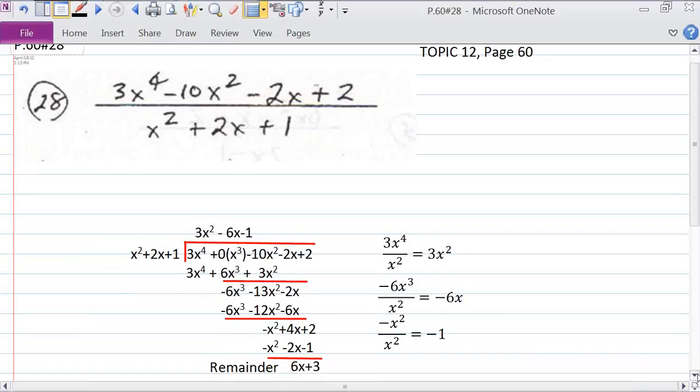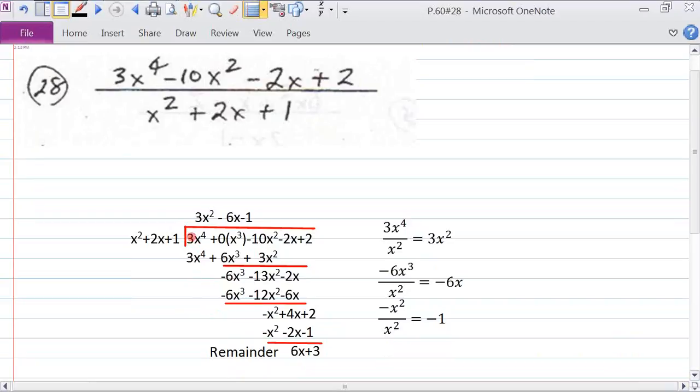So the next thing we're going to do is subtract this from that. And 3x to the fourth minus 3x to the fourth is 0. 0 minus plus 6x cubed gives us minus 6x cubed. And minus 10x squared minus plus 3x squared gives us minus 13x squared. And we're going to bring down the minus 2x.